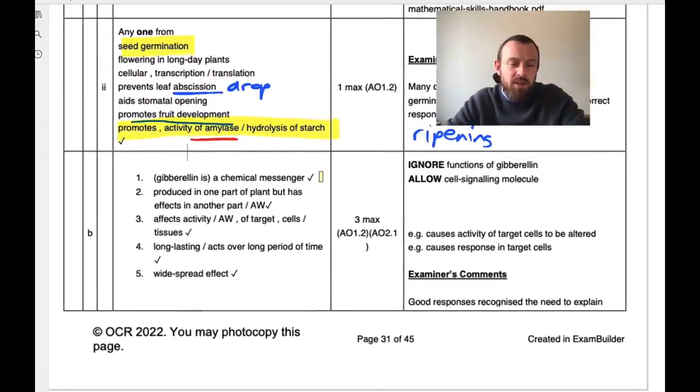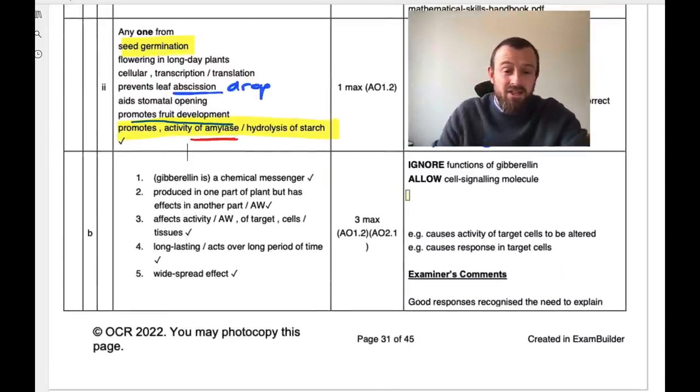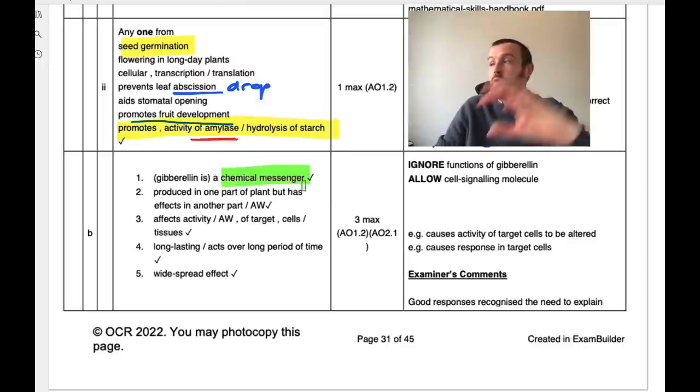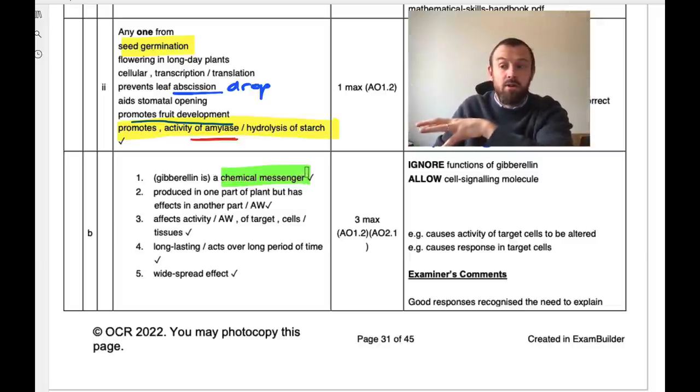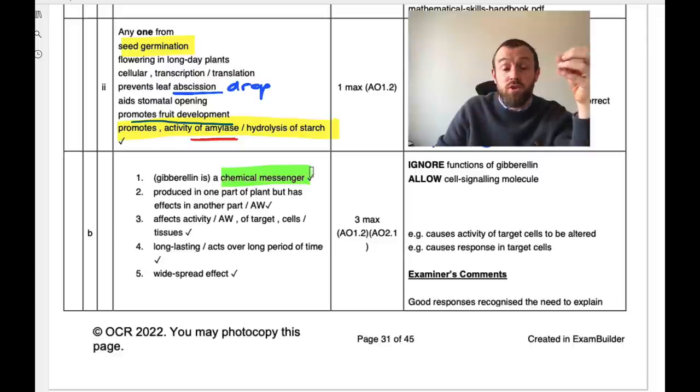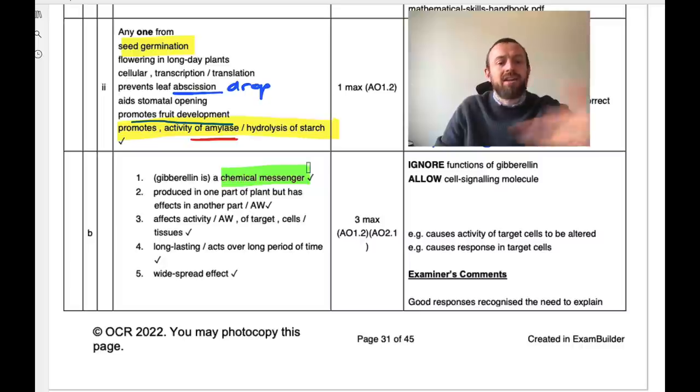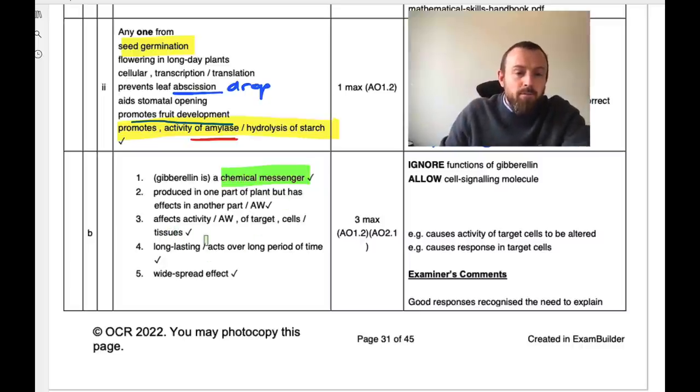So things to say. Gibberellin is a chemical messenger. That's the key word there, chemical messenger. And the thing that a lot of my students didn't say is that it's produced in one part of the plant and it can have an action far away in another part of the plant. So for example, auxin is produced in the growing leaf tip and it can act further away, down the stem. Gibberellin is similar, it's produced in one part and can act further away. Then you needed to get something about how it affects target cells and or tissues.